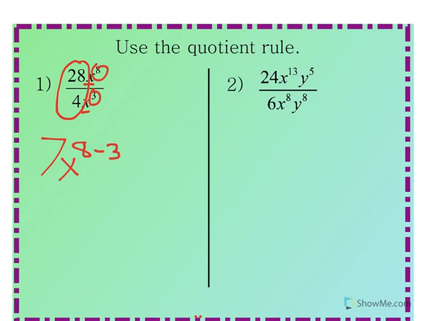That's right, we're going to subtract them. So that would be 7x to the 5th power. That's it. Let's look at our next one.